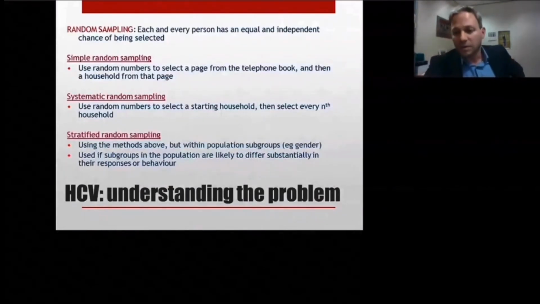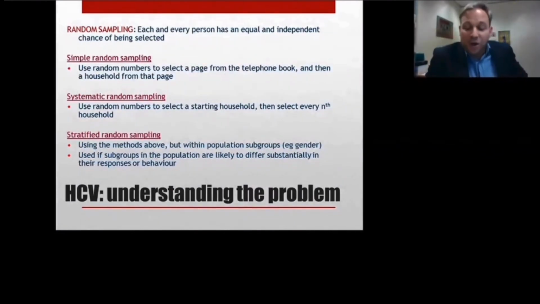But if you're going to have an elimination program, much like polio and guinea worm, you need to understand what the transmission is, the extent of the problem, your key populations, how many you're reaching with testing and the like. And so the challenge for hepatitis C is what sampling do you do to understand how many people have it in Australia or what percentage of people have it.